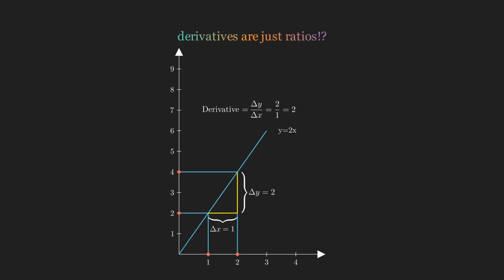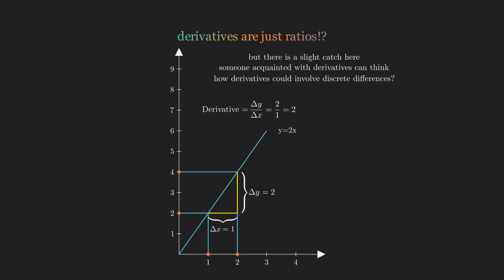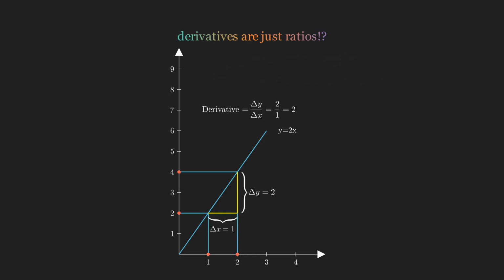But there is a slight catch here. Someone acquainted with at least an intermediate knowledge of derivatives can wonder how derivatives could involve discrete differences, because we know derivatives as this formula and not this. The difference between them is that the one on the right is the ratio of infinitesimally small changes in x and y, and the one on the left is the ratio of finite changes in x and y, that is, discrete differences.